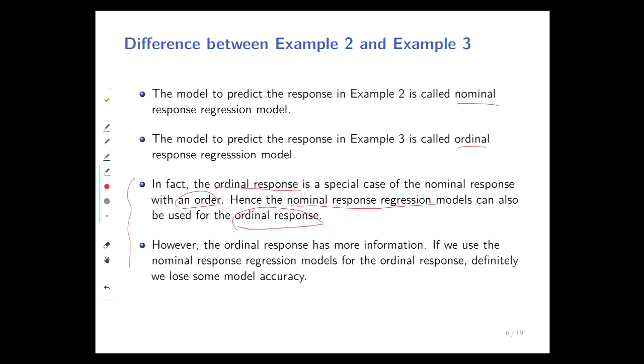But the problem is that the ordinal response has more information, and that extra information is the order. So if we neglect the order but use the nominal response regression model for this ordinal response, we usually lose some accuracy, because when we apply this nominal response regression model, we do not consider the order.